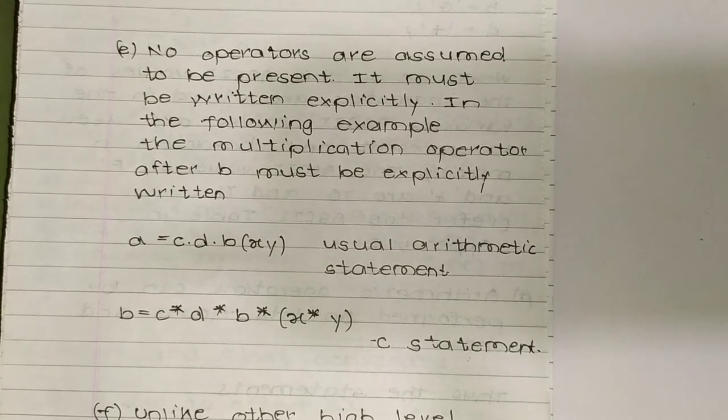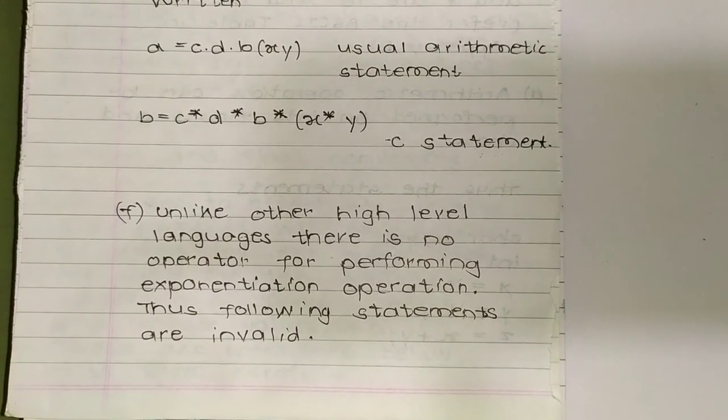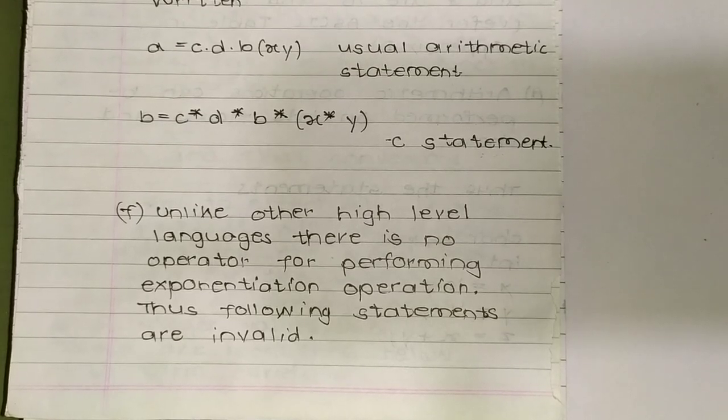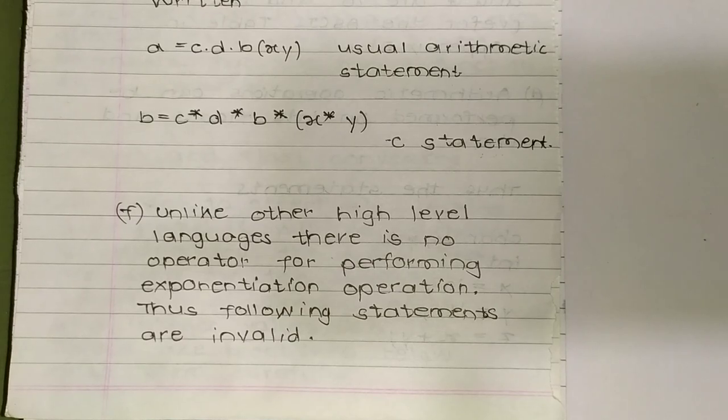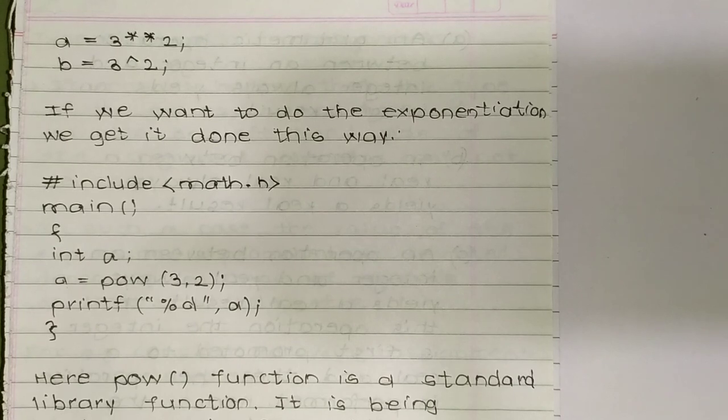Now point F. Unlike other high level languages, there is no operator for performing exponential operation. Thus the following statements are invalid. a is equal to 3 ** 2, b is equal to 3 ^ 2. These statements are invalid. If we want to do the exponential, we have to use a separate math function for this.